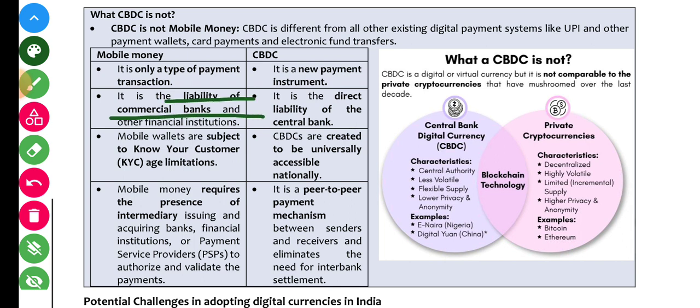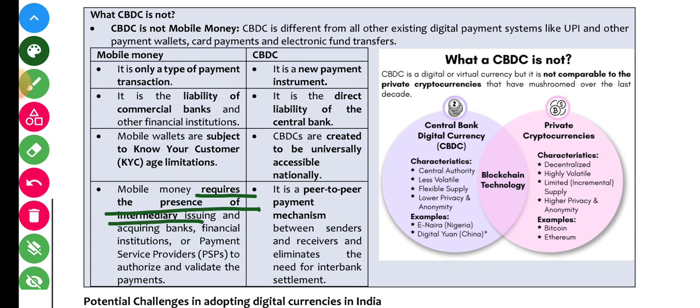Mobile money is a liability of commercial banks and other financial institutions, while CBDC is a direct liability of the central bank. Only RBI can tackle this. Mobile wallets are subject to know your customer and age limitations, whereas CBDC is universally accessible nationally.